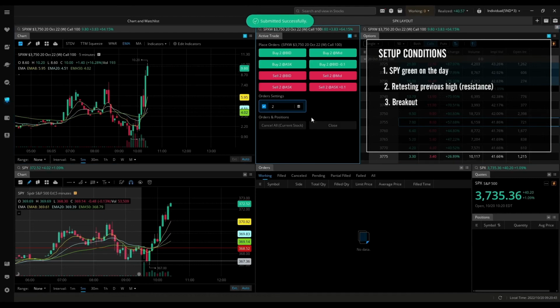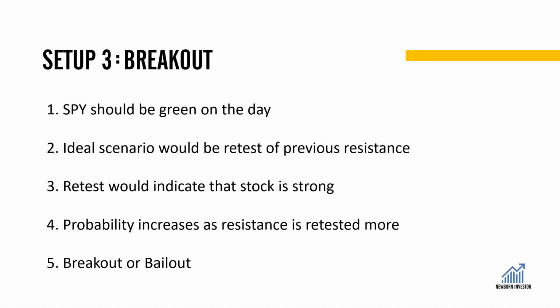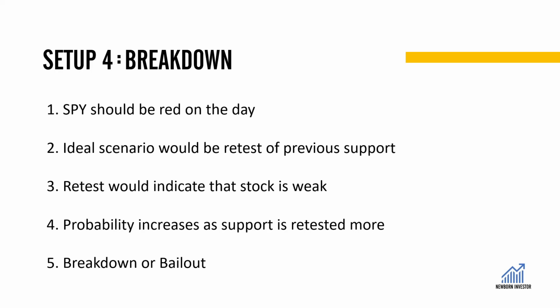I got out. Now moving on to my fourth and final setup, which is exactly opposite to the breakout setup. It's a breakdown setup. You anticipate a level to break down and then you buy puts. So what are the conditions for this setup?